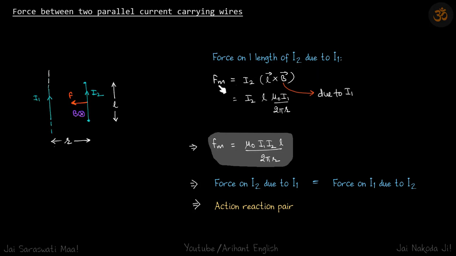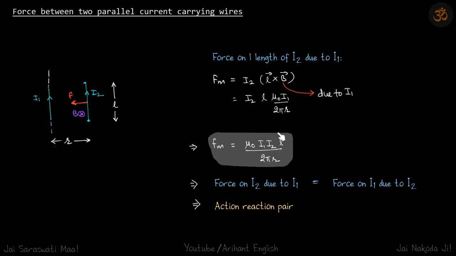So we know that on a current carrying wire, force is I times L cross B. This is when B is uniform. Now at all these points, the value of B is same because all these points are at same distance from I1. So we can use this formula. B here is due to I1 and its value is mu naught I1 by 2 pi r. So we get our force, which is mu naught I1 I2 L by 2 pi r.